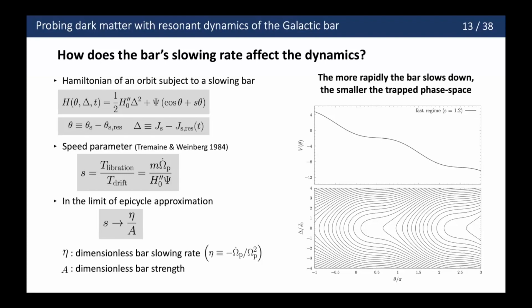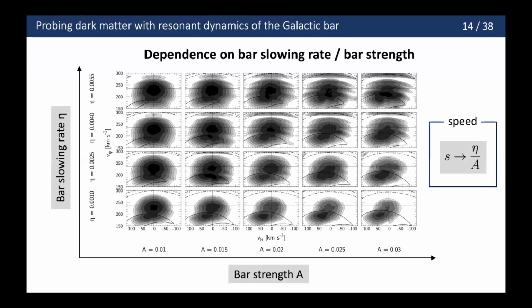So as I just explained, in the epicycle approximation, which is valid when the orbit is close to a circular orbit, this S reduces to the ratio between these parameters, which is what I'm using to model my bar. So I did the simulation for a wide range of bar slowing rates and bar strengths. This result shows that, as predicted by theory, if the bar strength is large and or if the bar slowing rate is small, then the speed parameter will be small, such that the solar neighborhood will be dominated by resonant stars.